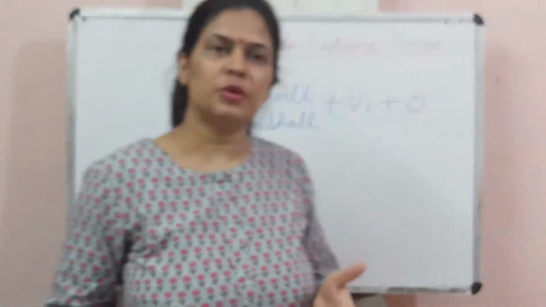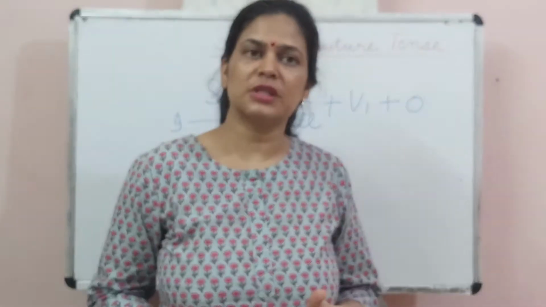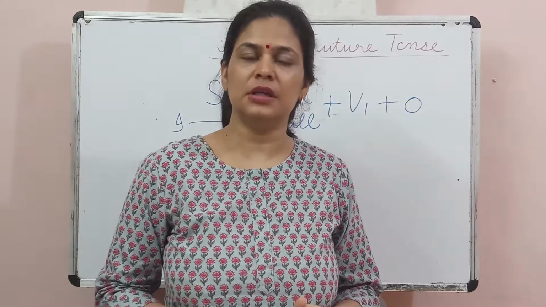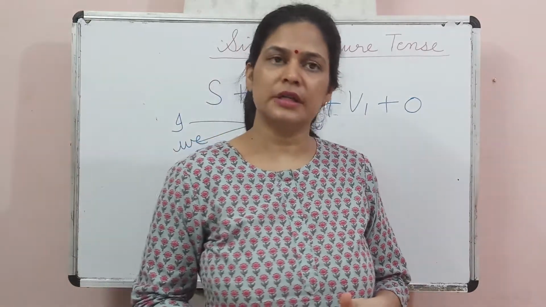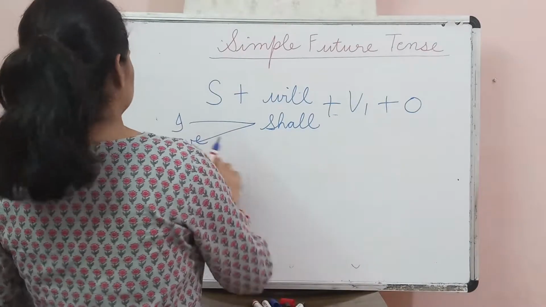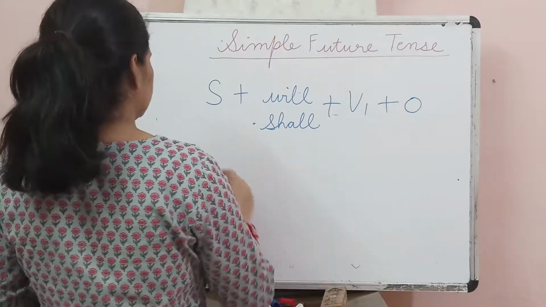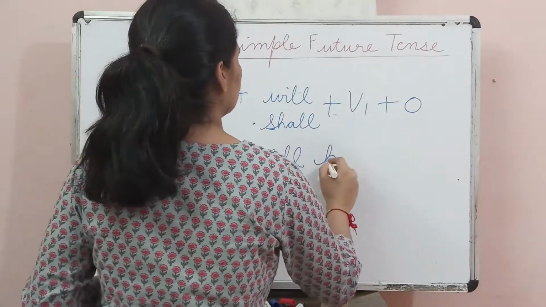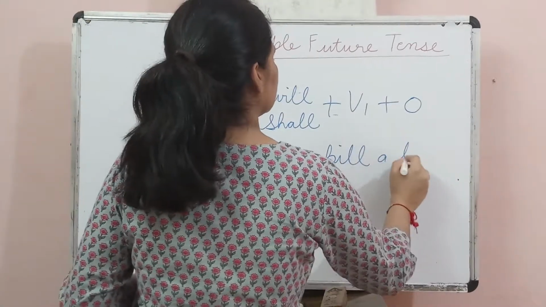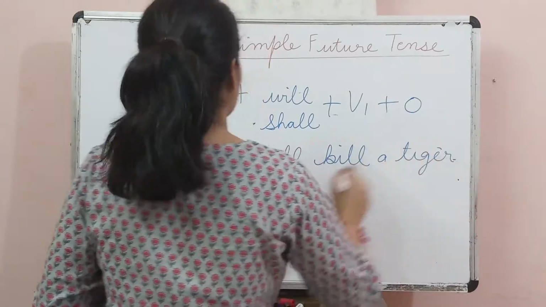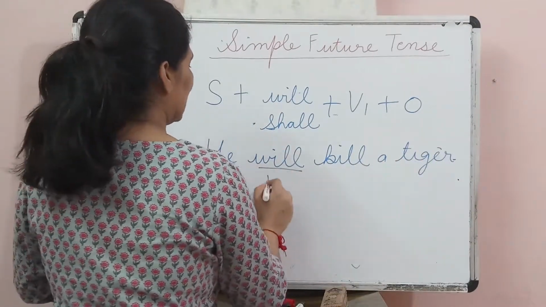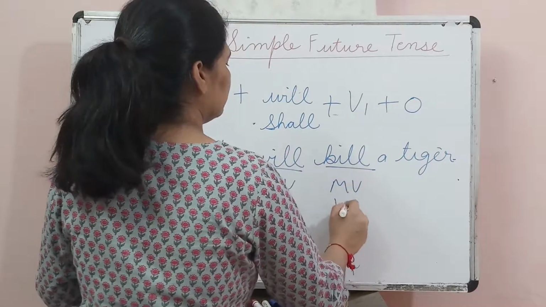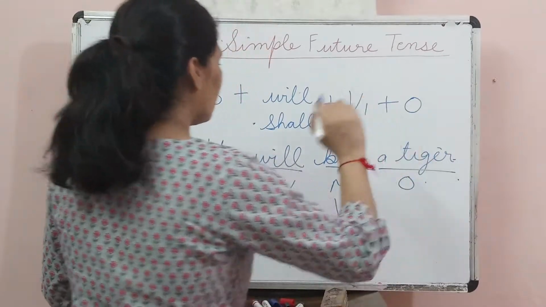And nowadays we are mostly using will other than shall. But still remember, with I and we use shall. So let us move on with the sentence. He will kill a tiger. This is the subject, this is the helping verb, this is the main verb which is in the V1 form, and this is the object.